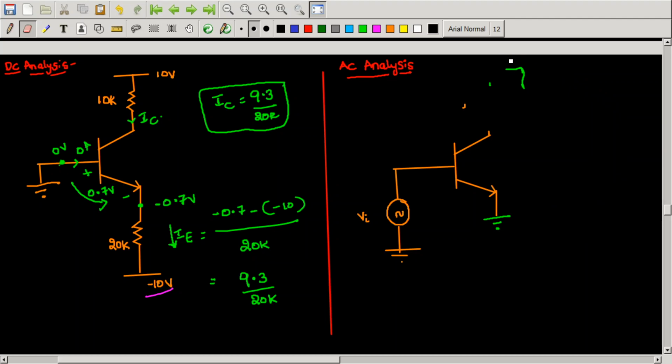So from the next lecture, I will try to avoid this erasing stuff. So there will be no wastage of time.